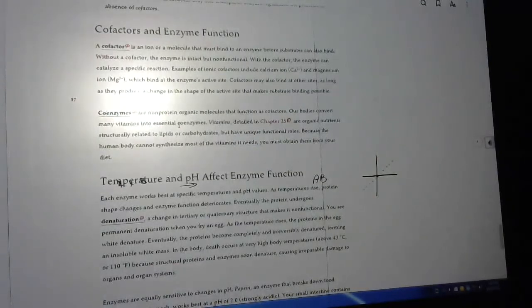Examples of ionic cofactors include calcium, magnesium, which bind enzyme active sites. Coenzymes are non-protein organic molecules that function as cofactors. Our bodies convert many vitamins to essential coenzymes.